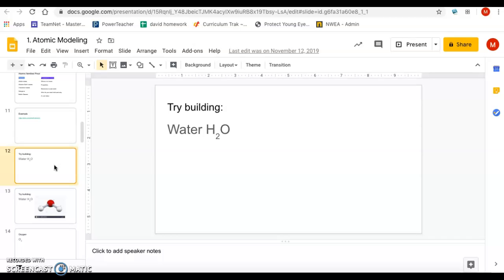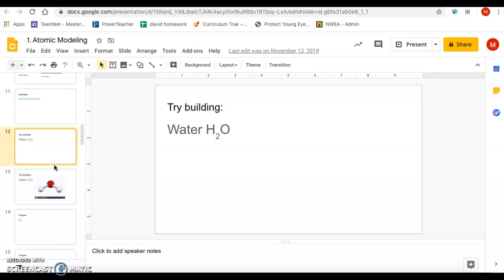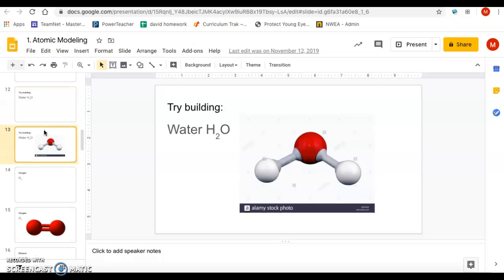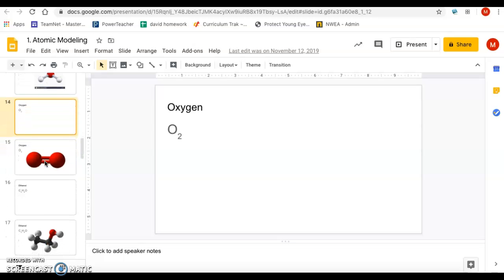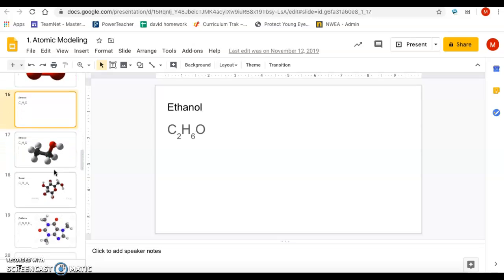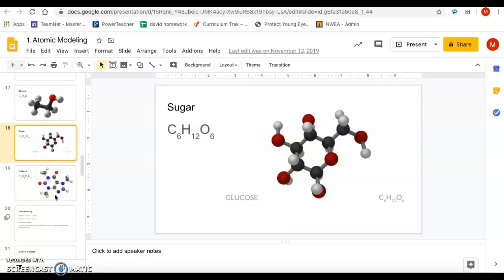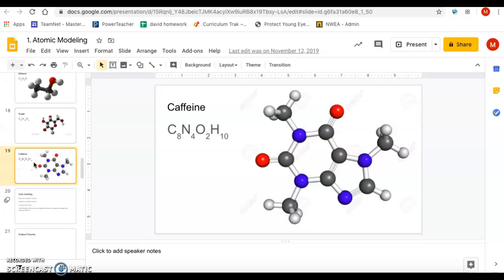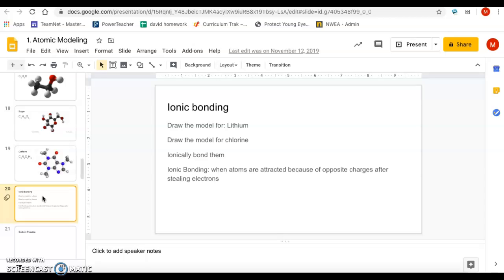Then we use the ball and stick models. Those are in my closet, and we tried building different things. I'd give them water, H2O, 2 hydrogens, 1 oxygen. Go ahead and see if you can figure out how to put it together, and then I'd give them the answer. Oxygen, figure out a little double bonding. Ethanol, sugar, we tried. And then of course my favorite, caffeine, right there. Now I gave them the picture for caffeine and see if they could go ahead and build it. I didn't have them try and figure it out on their own. That'd be a little bit too hard.